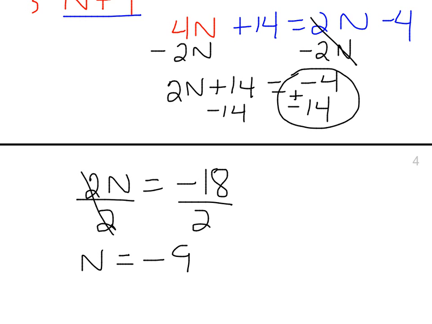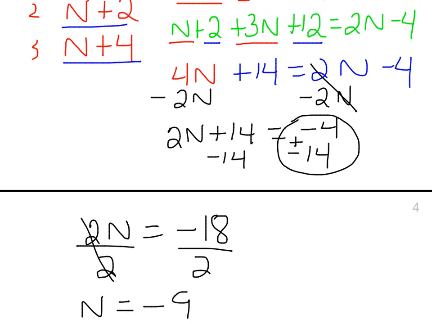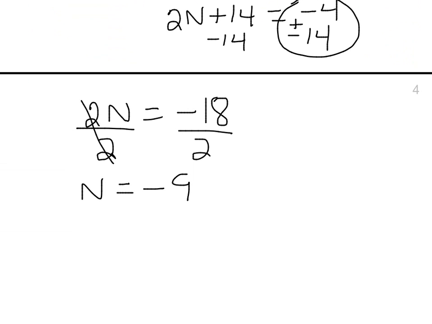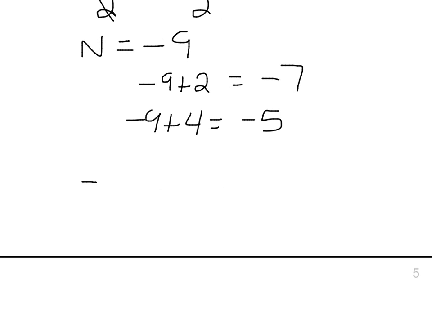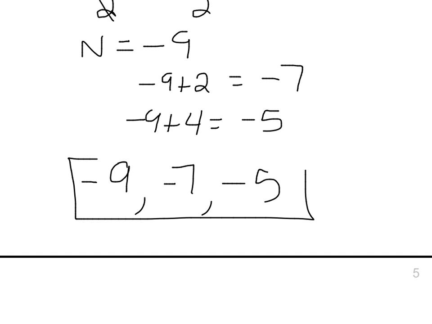So now we'll look at, if n is negative 9, then n plus 2 would be negative 9 plus 2. So that would be negative 7. And then n plus 4 would be negative 9 plus 4, which would be negative 5. So our 3 consecutive odd integers are negative 9, negative 7, and negative 5. And that makes sense because the opposite of whole numbers are your negative integers.